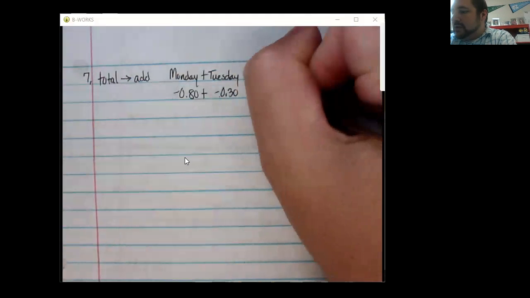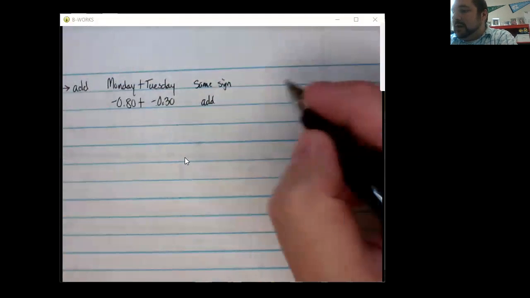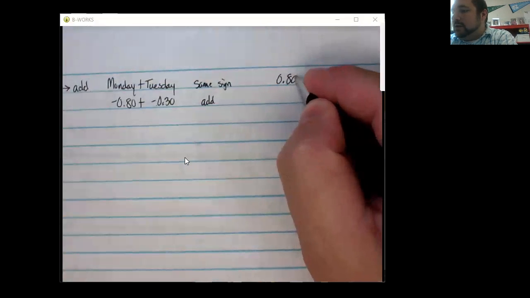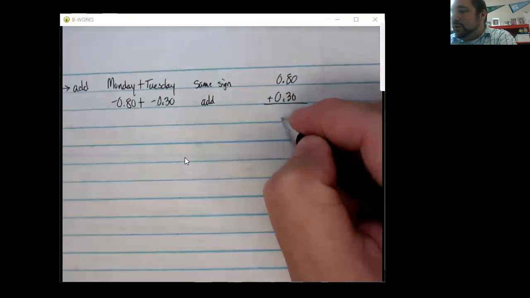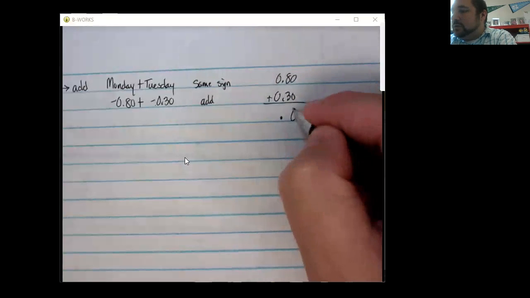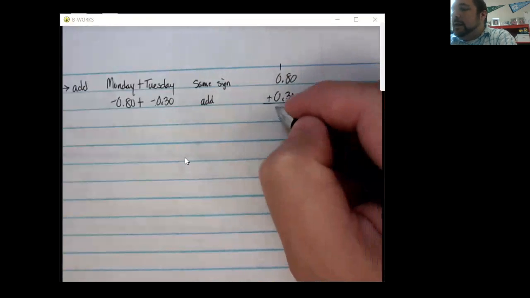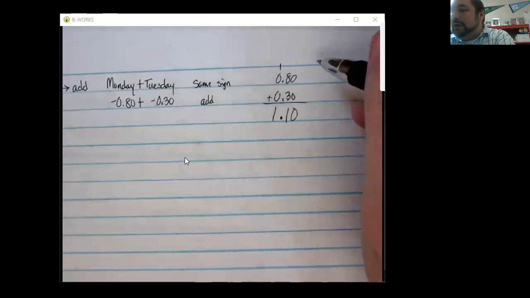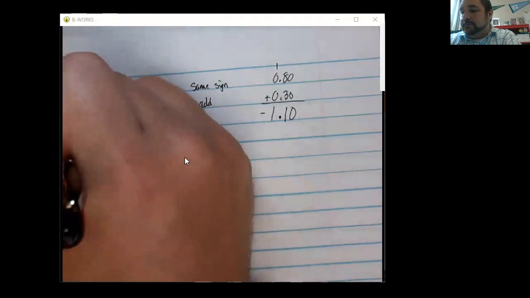Write that down, same sign, we add. So we need to line up our decimals. They have the same number of decimals. That makes it easy, 0.80, 0.30. Now we just add. Bring your decimal down first, 0, 0, 0. 8 plus 3 is 11. Carry your 1. And because they were both negative, we keep them negative. So the total change is negative 1 and 10/100ths.